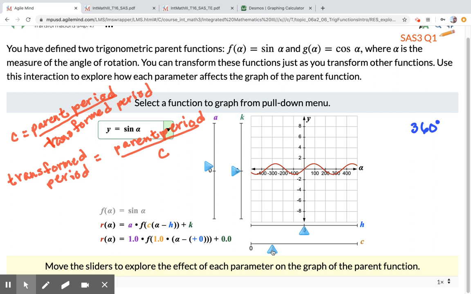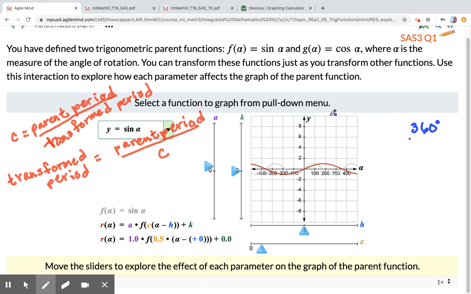Check out C. Right now, C is set at 1. But if C is greater than 1, it compresses my wave. Yes, it has a horizontal compression. So if my C is greater than 1, my period got smaller. My period shrank. If my C is less than 1, then my period grew, didn't it? So check it out. Right here, just to give you an idea what happened, we just set our C at 0.5.